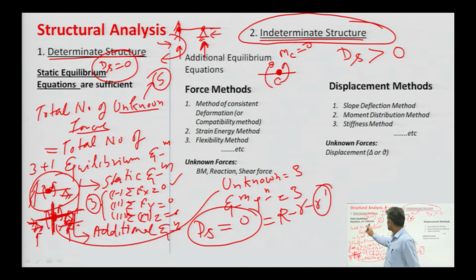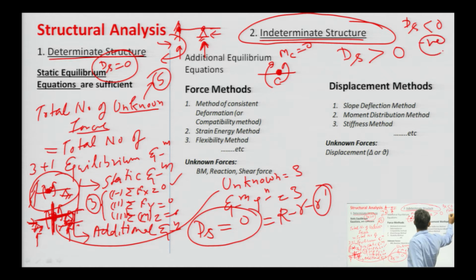Determinate is equal to 0, and if the value of ds is less than 0, meaning a negative value, which type of structure will we have? Actually, if the structure has a negative value of static indeterminacy, then the structure will be unstable.